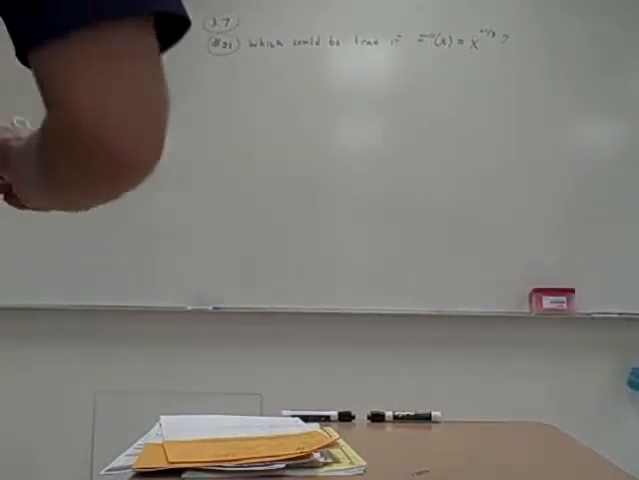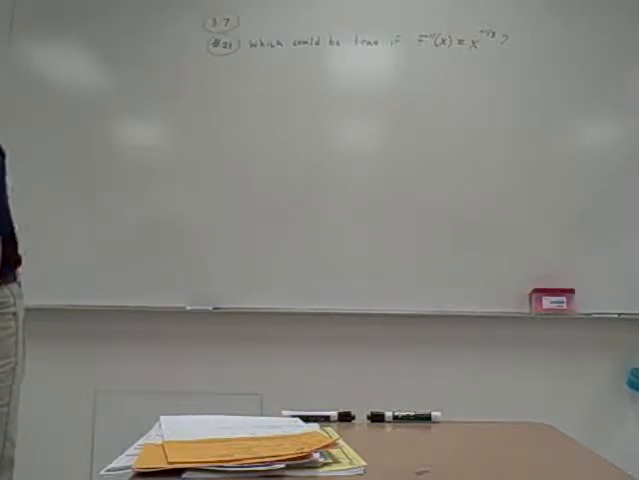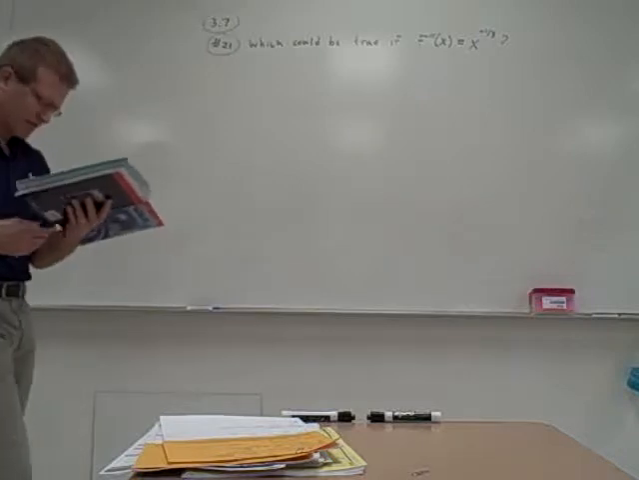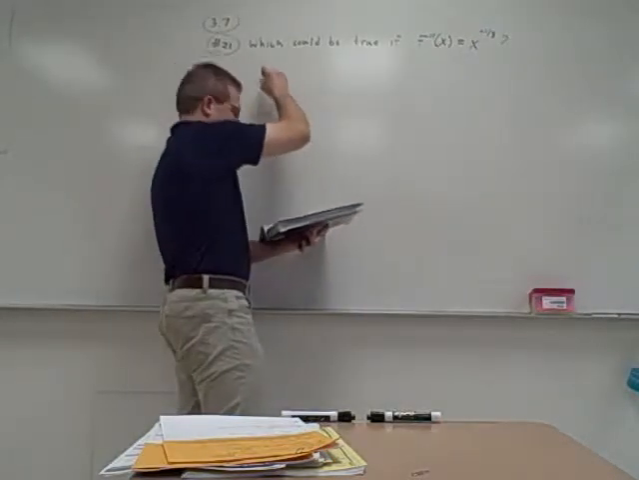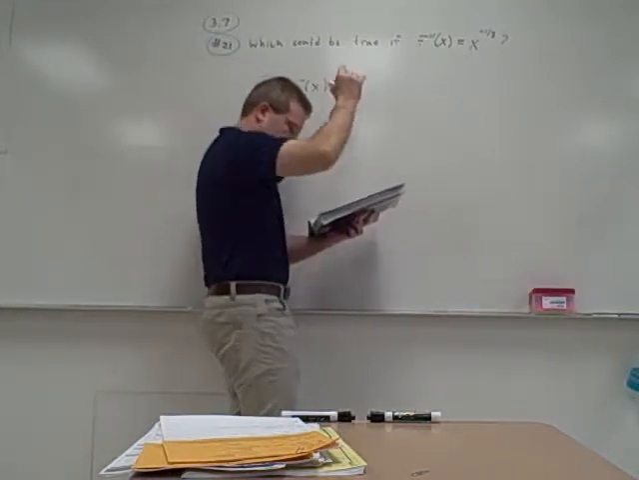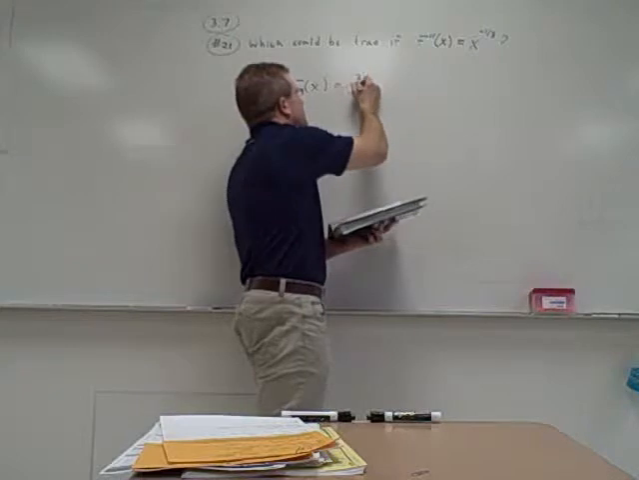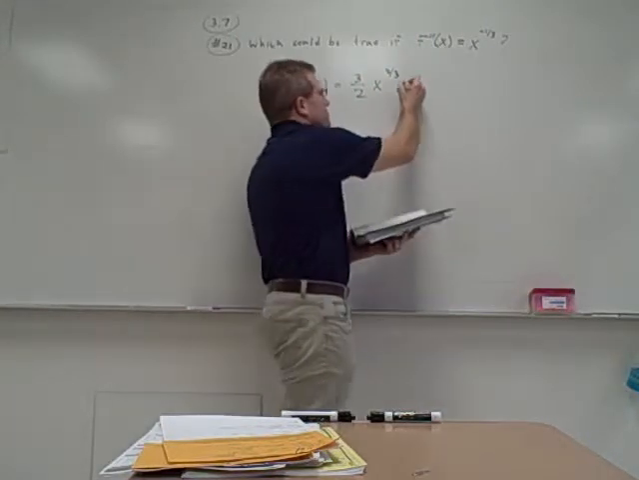Okay, so this is number 21 on lesson 3-7, page 155. It says, which of the following could be true if the second derivative of f of x equals x to the negative 1/3? So the first expression that they give you is f of x equals 3/2 times x to the 2/3 minus 3.